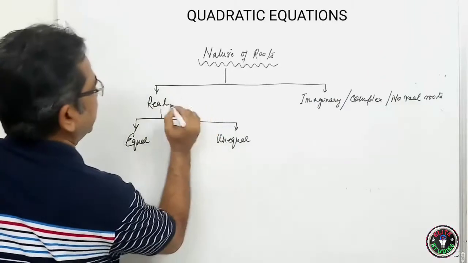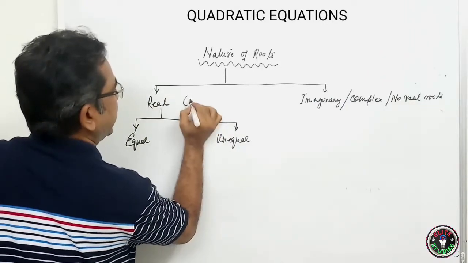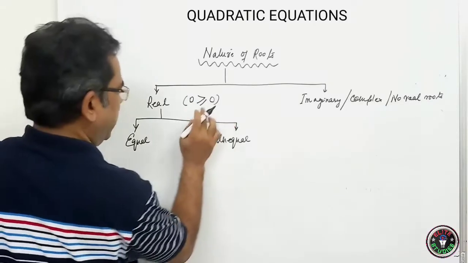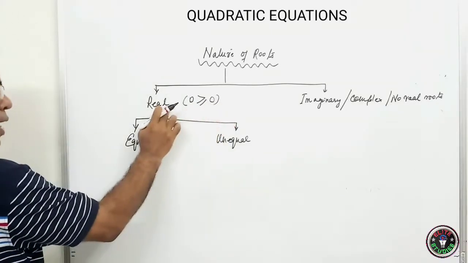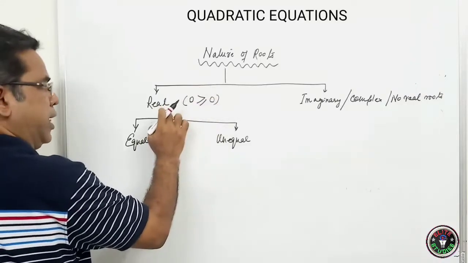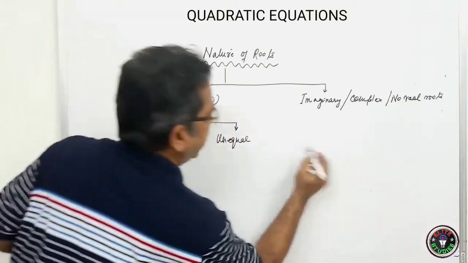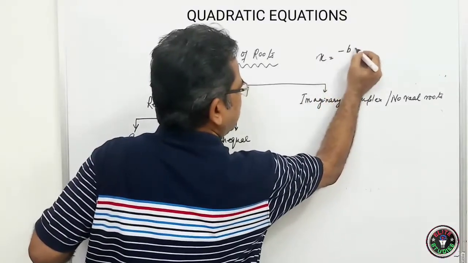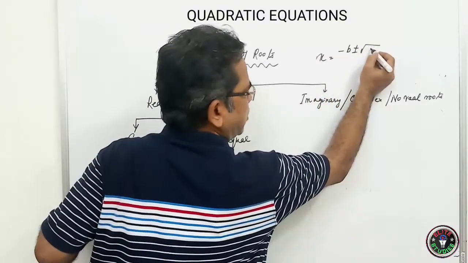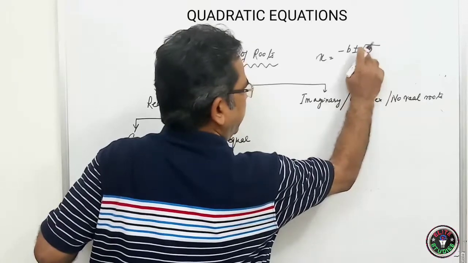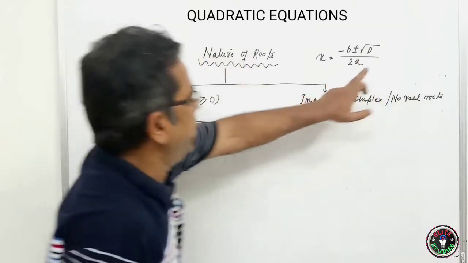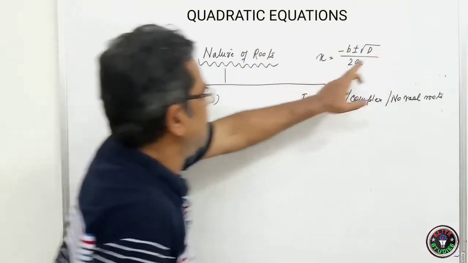remember, real. What is that? Real means what? D must be greater than or equal to 0. If D is equal to 0, then also it is real. If D is greater than 0, then also it is real. Because, again I will write x is equal to minus b plus minus root over b square minus 4ac, means D, by 2a. So if D is greater than or equal to 0, it is defined over real numbers.